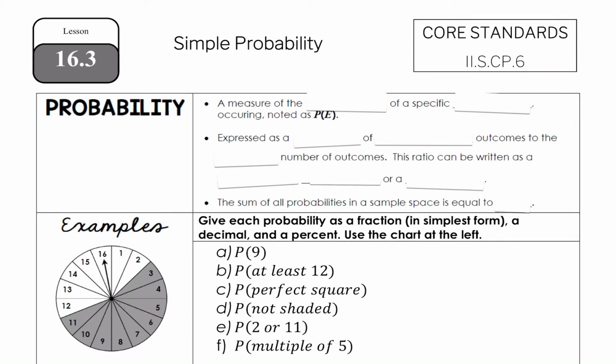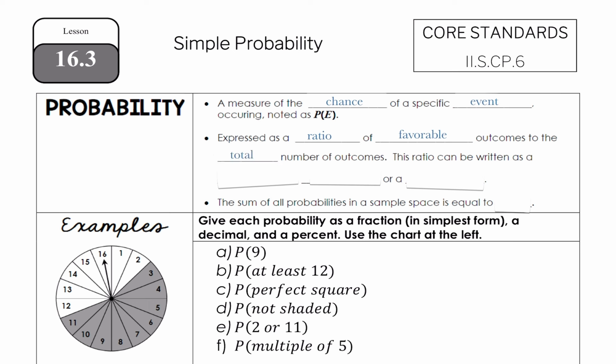Okay, today we're going to be continuing our notes with 16.3 on simple probability. So probability is a measure of the chance of a specific event occurring, and it's notated as the P of E, or the probability of E. So the probability of an event occurring. Okay, it's expressed as a ratio of favorable outcomes to the total number of outcomes.